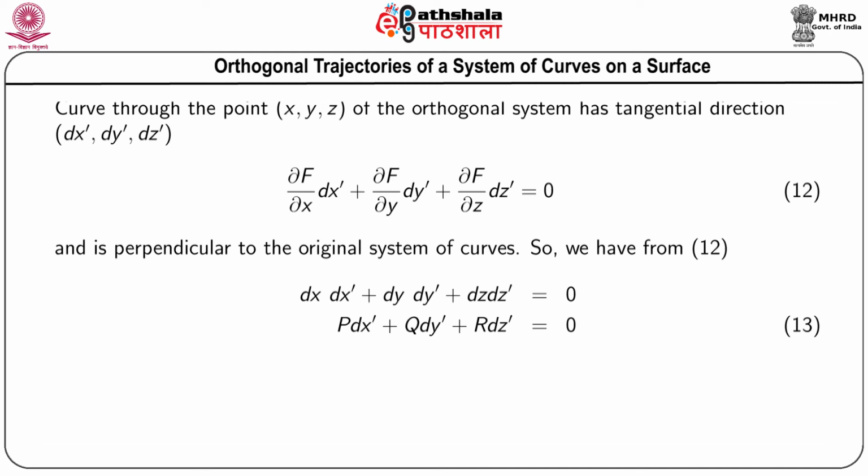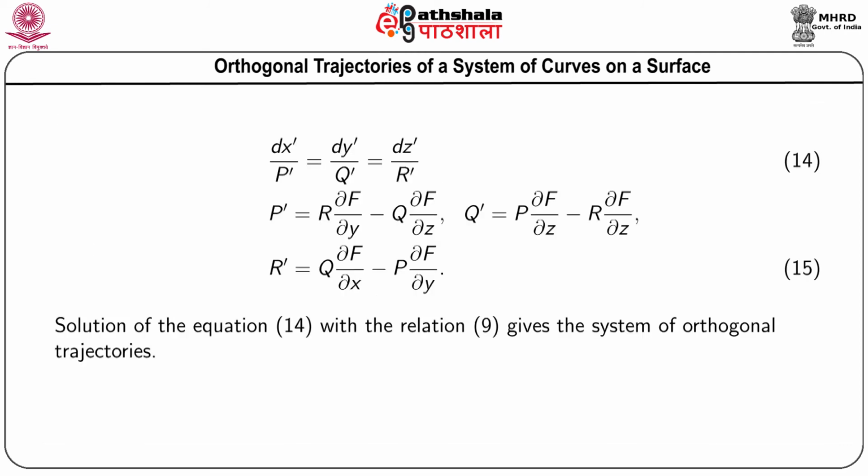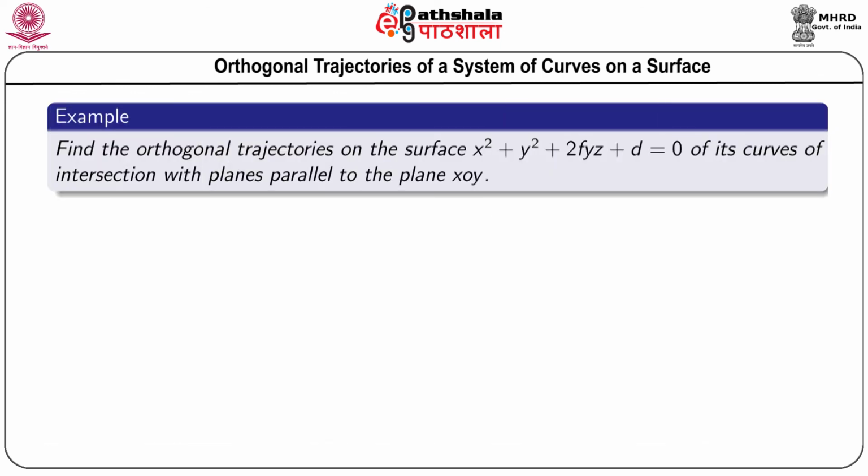Now, we have to solve for dx dash, dy dash, dz dash, and these are given by equations 10 and 11, and solving 10 and 11 we can write the simultaneous equation in this form, where expressions for p dash, q dash, r dash are written in equation number 13. Now, we have to solve equation number 12, that will give the system of orthogonal trajectories. Now, we shall take one example to visualize the thing more clearly.